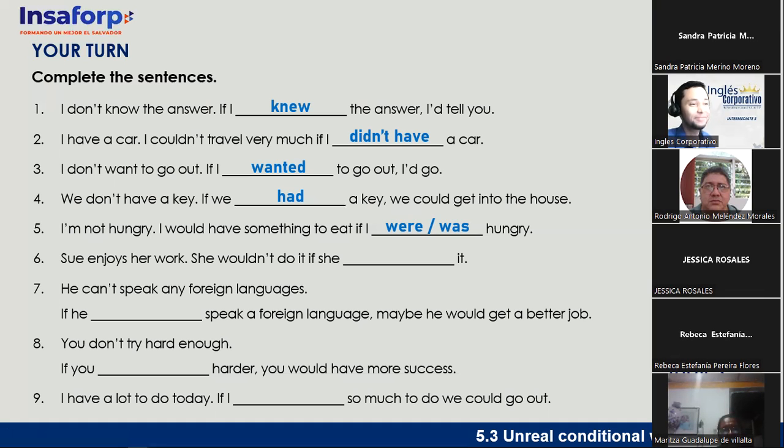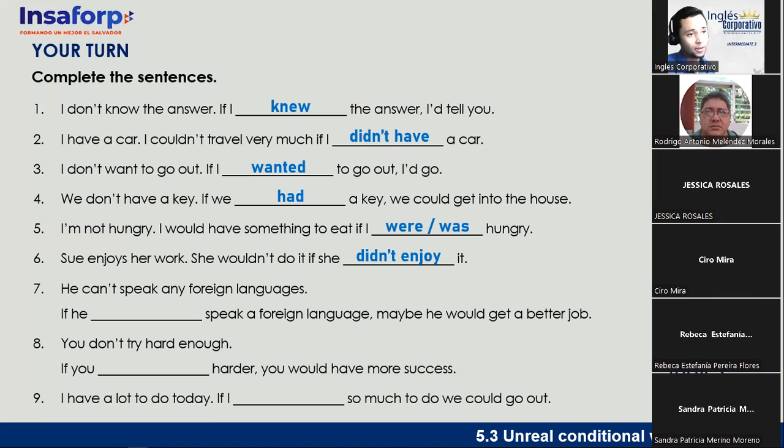Good evening. Sue enjoys her work. She wouldn't do it if she didn't enjoy it. That is correct. Very good. Sue enjoys her work. She wouldn't do it if she didn't enjoy it.